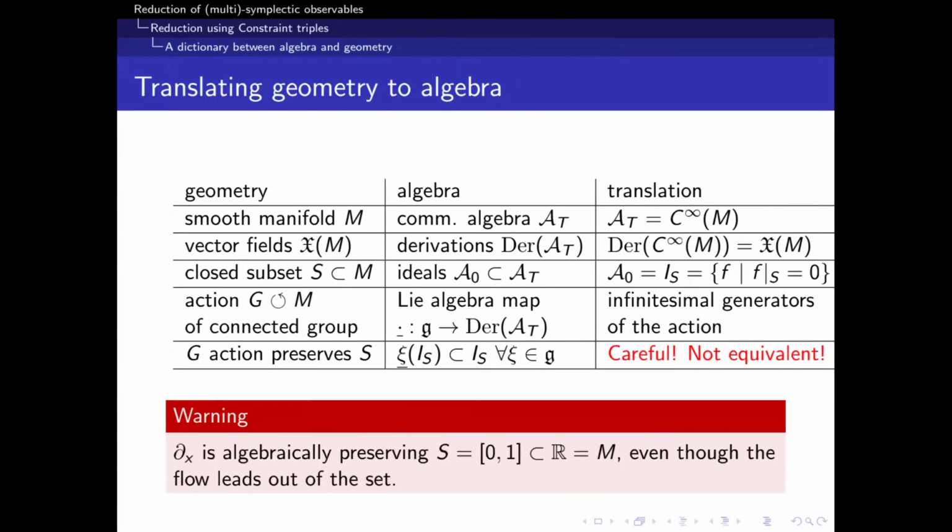And here is somehow the first big warning: in general, we are not replacing a notion with an equivalent one yet. So algebraically speaking, the vector field dx preserves the closed interval [0, 1]. But if we look at it geometrically, the flow of dx, of course, moves out of [0, 1]. So this condition is weaker in the algebraic setting than it would be geometrically.